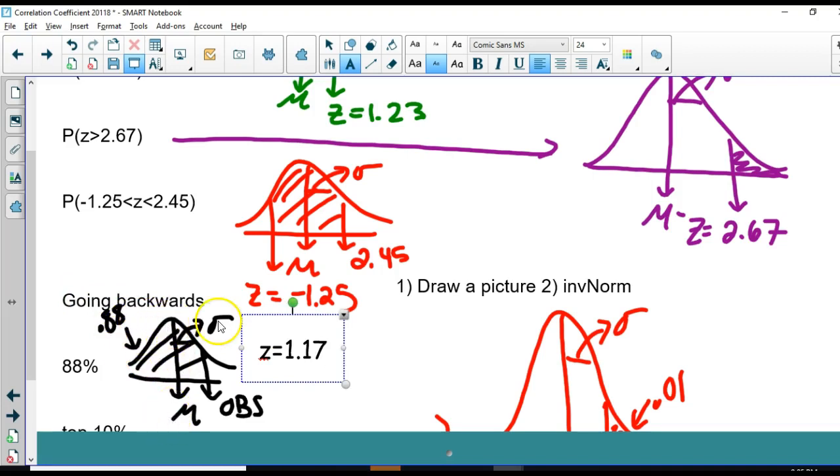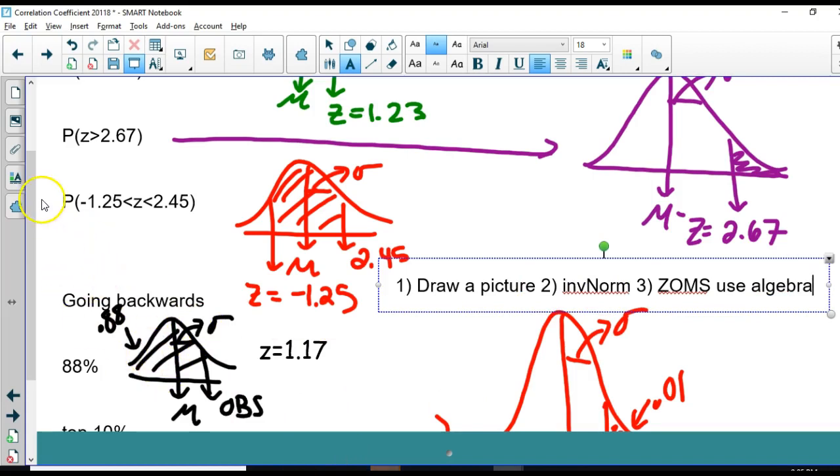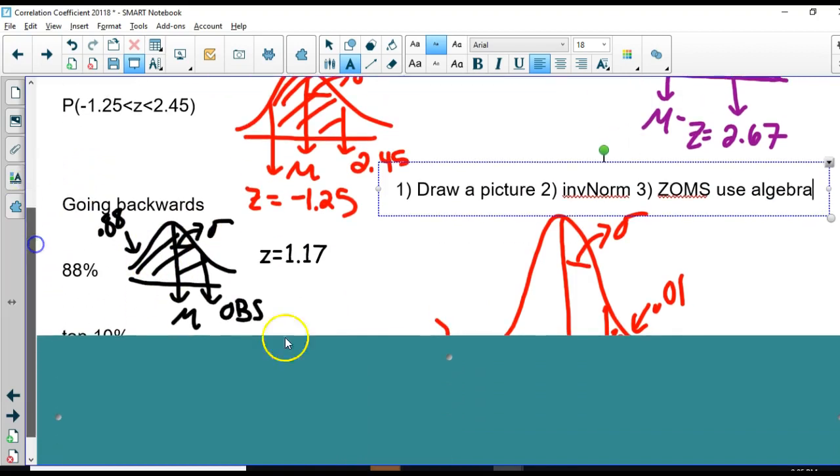Now, if I knew the mu and the standard deviation, what I would do from there is plug it into the z formula and use algebra to solve for x. I don't have that information. You don't have that on 2.2a, so you don't need to worry about that at this point. I'm just trying to show you how to use the calculator.